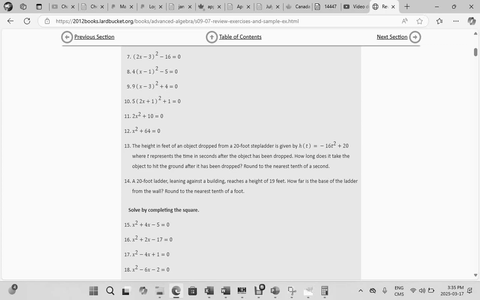What you're looking at is the height of an object. The height should be equal to 0 for the object to touch the ground. We need to figure out time, which is represented by the variable t, so we'll need to isolate t to figure out the time it takes the object to reach the ground. Let's write this equation: h of t equals negative 16t squared plus 20.